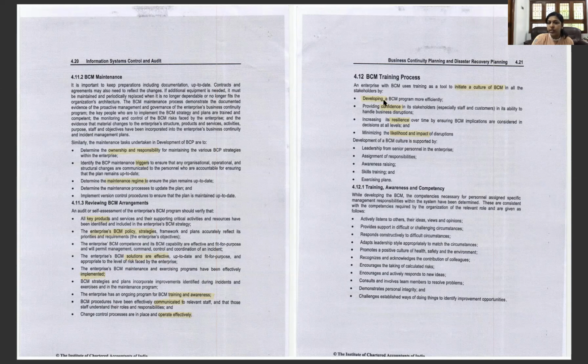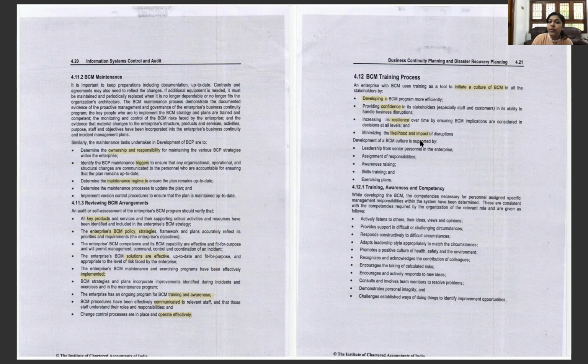So what should we do then? First, we should develop a BCM plan which is more effective. Then we should provide confidence to the stakeholders, increase its resilience over time, and minimize the likelihood and impact of disruptions. So we are instilling a culture of BCM in the mind only through the process of training, so that they become aware. Otherwise they are not aware of what happens; the BCM manual is all done by the management. So the other functional areas get to know about this only through the training process. We should develop them effectively, provide confidence to the stakeholders, increase the resilience over time, and minimize the likelihood of interruptions and their impact.